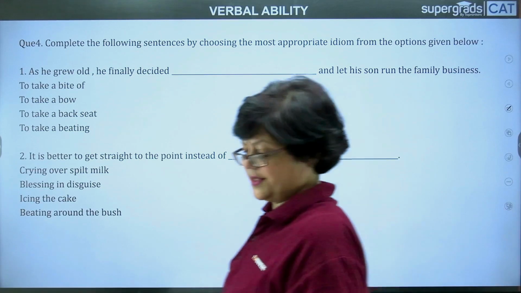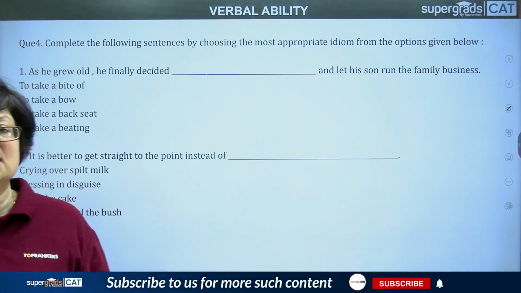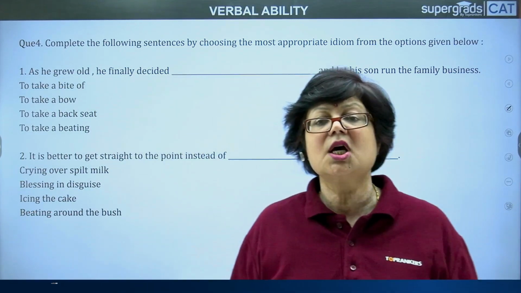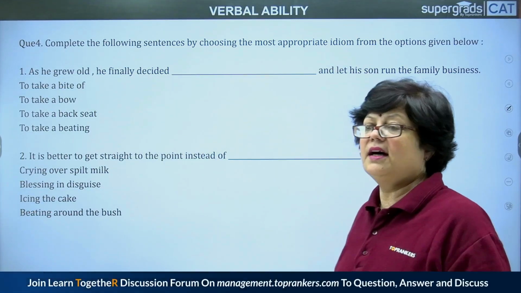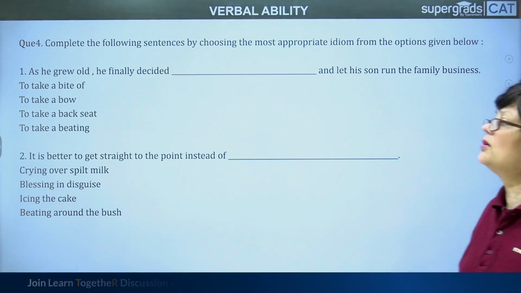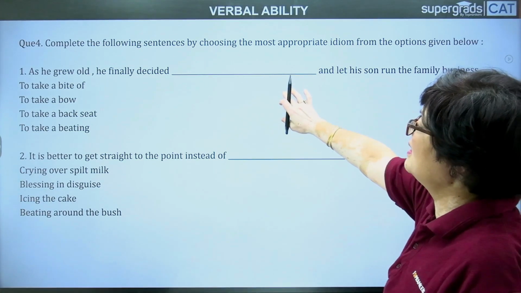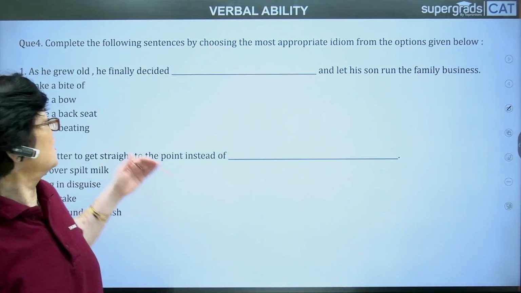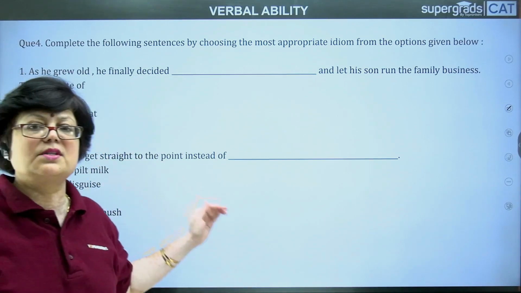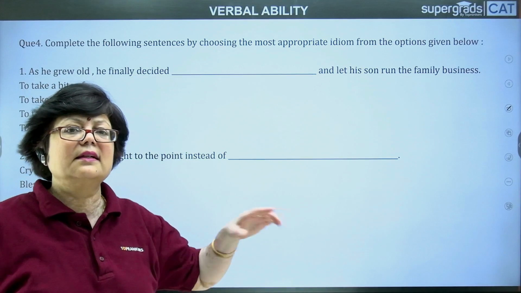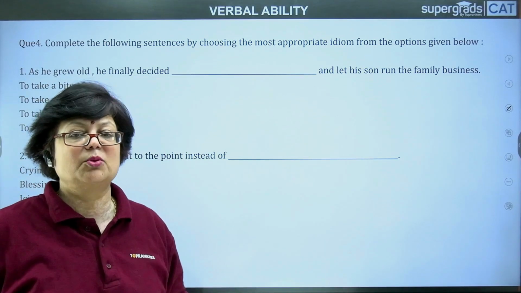Idioms and phrases. As we were talking about the different facets of English grammar and vocabulary which are asked, idioms and phrases play quite a major role in this exam, CMAT. So what we have to do here, we are being given fill in the blanks, and then there are options. And in these options, we have idioms. Now let us see which idiom fills in the blank in the most appropriate manner.